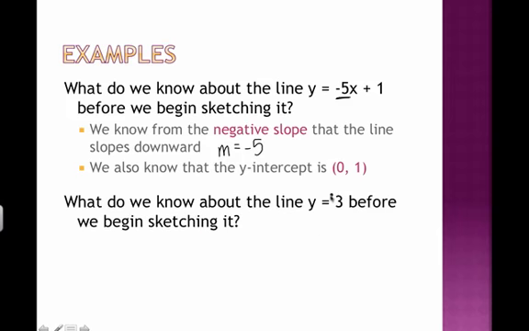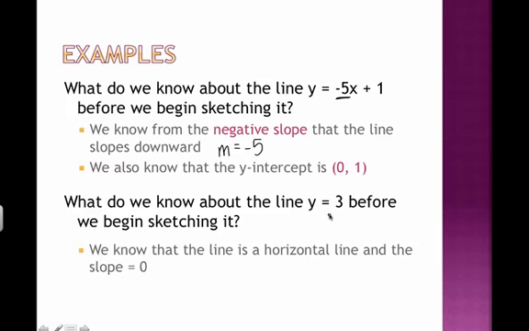Now we're going to have another line. What do we know about the line y equals 3 before we begin sketching it? Well, first of all, there's no x variable. That tells us that our slope is equal to 0 and that this is a horizontal line. We actually know everything we need to know about this line, because y equals 3 means that's where it crosses our y-axis. It's just a horizontal line.